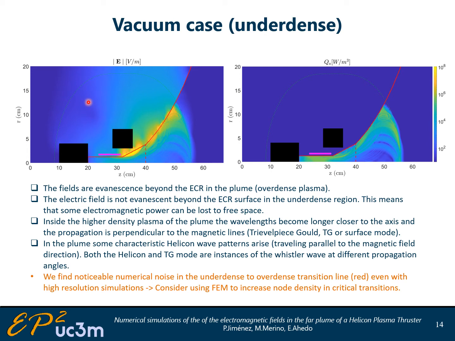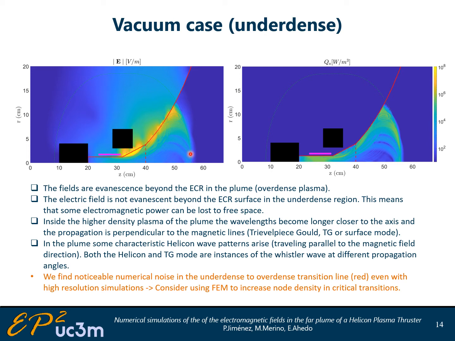The first thing we can notice is that in the overdense region, where the density is high, the electromagnetic fields cannot propagate beyond the ECR surface. This was expected from the wave propagation theory in plasmas. On the other hand, in the underdense region, fields can propagate beyond the resonance. This means that we can have some free space losses. Of course, in the power deposition, we don't see any power deposited outside the bulk plasma. This is because we have vacuum and plasma currents cannot exist in this region.